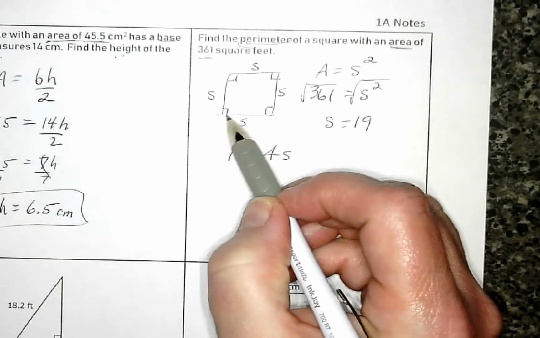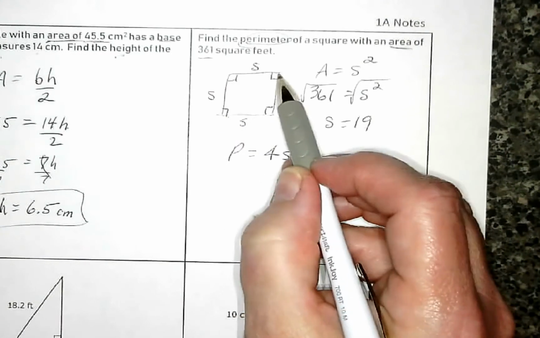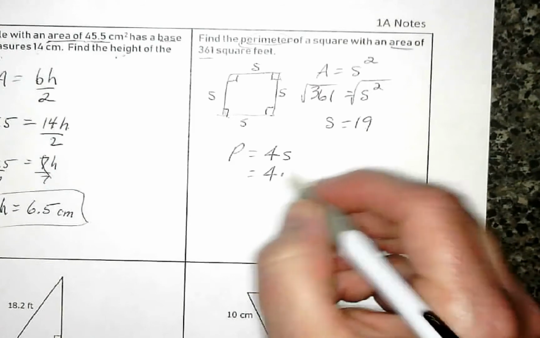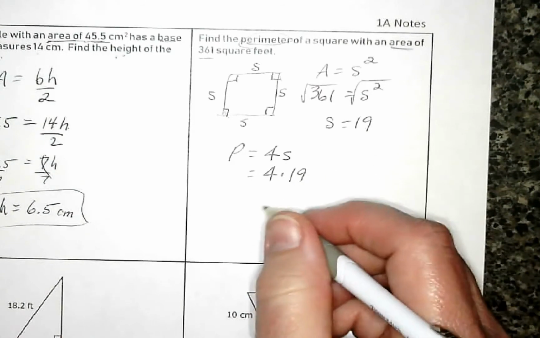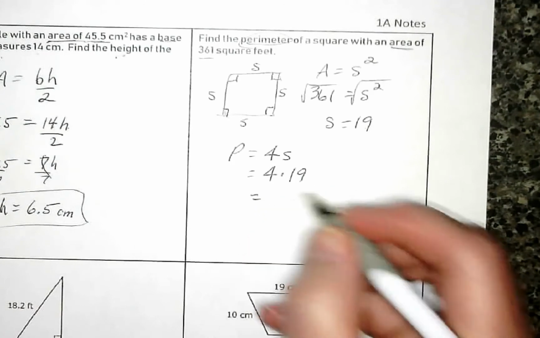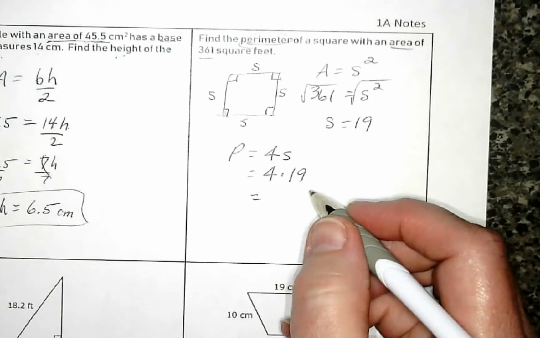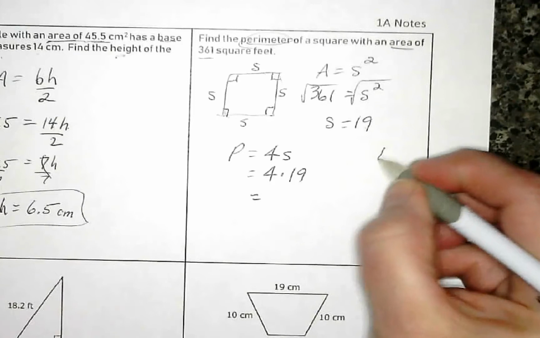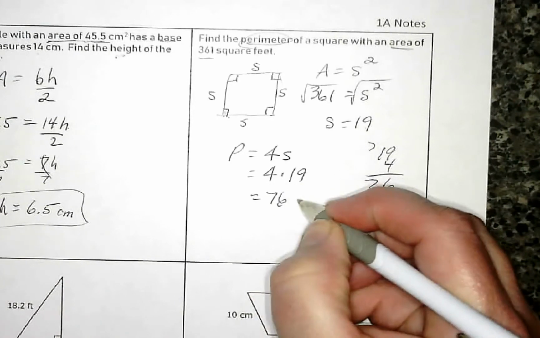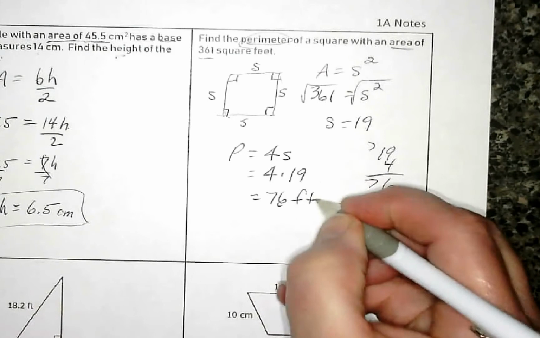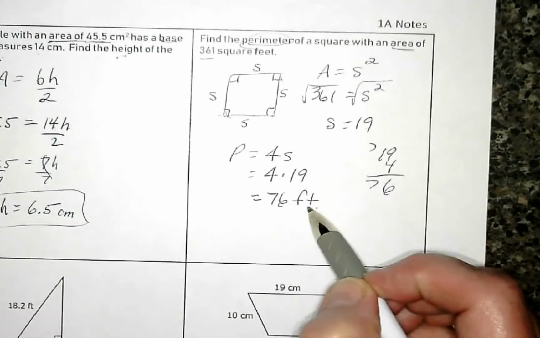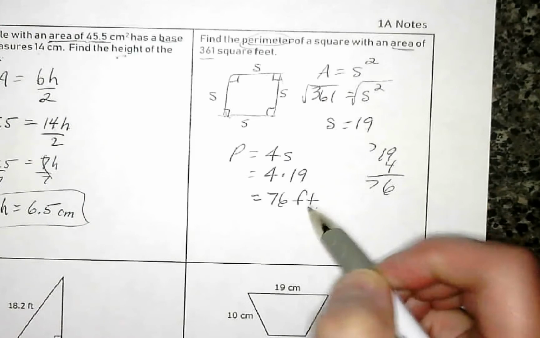So perimeter is actually 4 times the side. Or I can think 19 plus 19 plus 19 plus 19. That'll give me the same thing as 4 times 19, which is, so I'll just do it here quick, 76. And we're talking about feet. So perimeter is just a linear measurement. We're just measuring the lines going around.